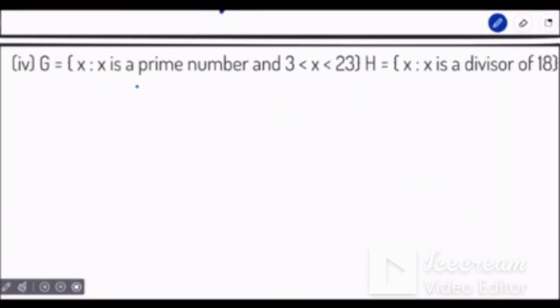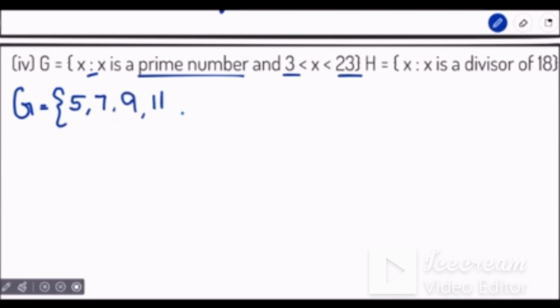In this question, it is given as G such that x is a prime number and it also lies between 3 and 23. So let us start listing the set of prime numbers which are between 3 and 23. So we can't include 3 because we don't have the greater than or equal to symbol. So let's write the next prime numbers, which are 5, 7, 11, 13, 17. So we can't write 21 and we can't write 23 also because 21 is not a prime number and 23, even though it's prime, we don't have the equal to symbol here and so we can't write it.